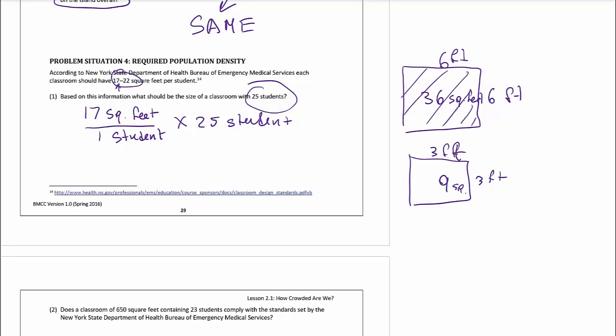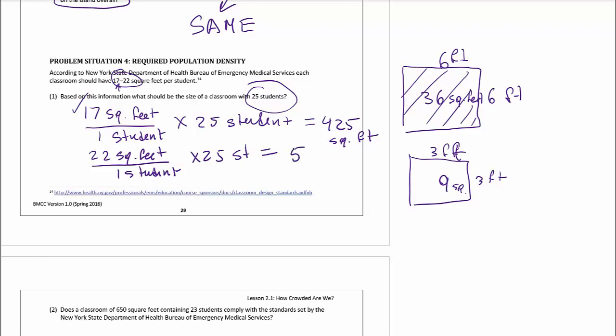So that would mean that we need at least 425 square feet of space. That's for 25 students, so the room has to have that size at least to accommodate them. That will meet that regulation. Now, if you use 22 square feet as the higher space for each student, then you're going to need a bigger room. So 22 times 25, it's 550 square feet.